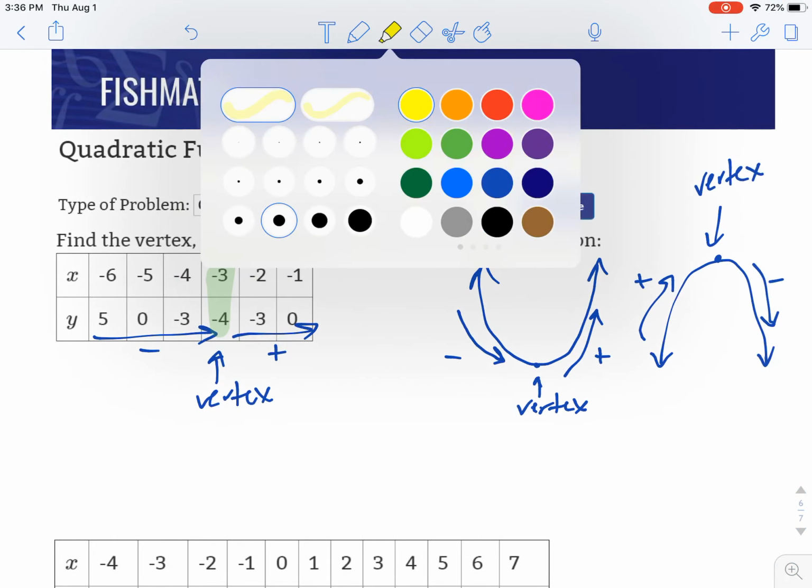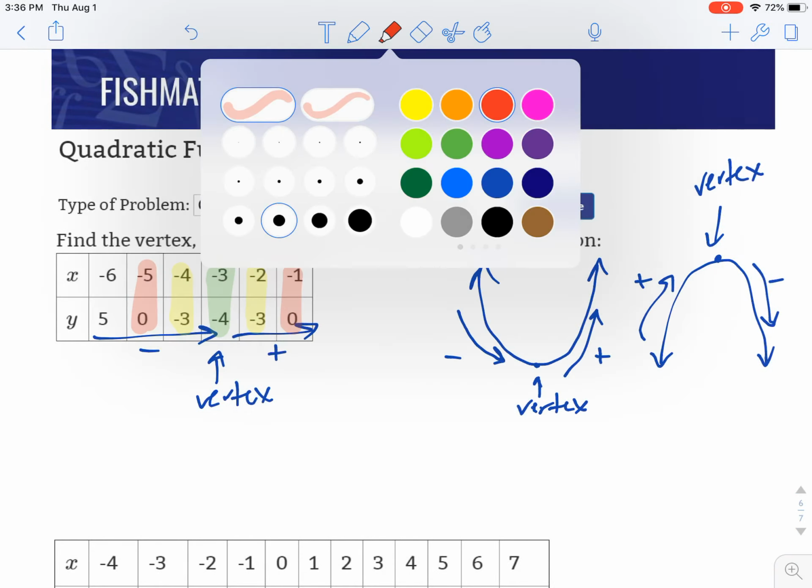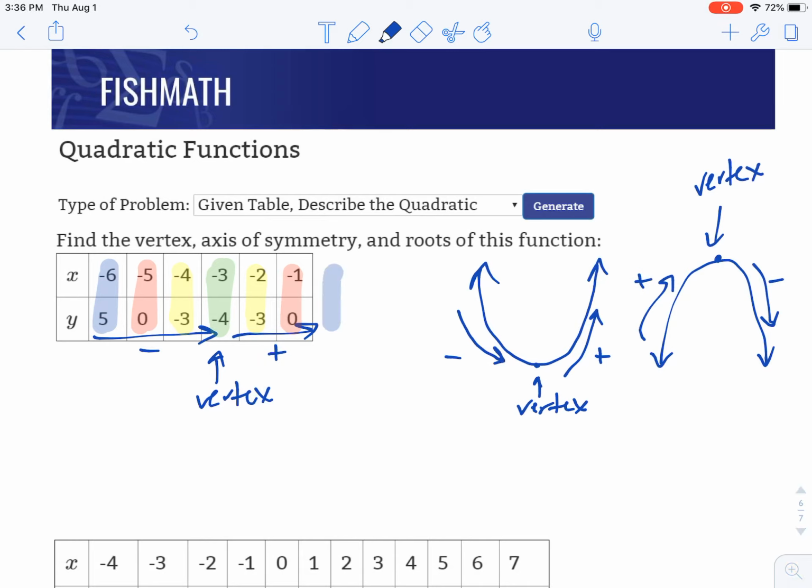So on the left side of this, we've got -4 with -3. And then if you go two more out, we've got 0 on both sides. And then you can kind of figure out what would go next. It would be 5 over here with 0. So you can use that symmetry here to figure out where the vertex would be as the turning point. So the vertex coordinates are going to be at -3, -4.